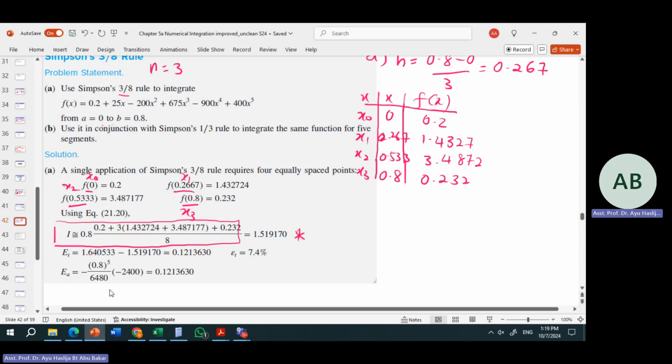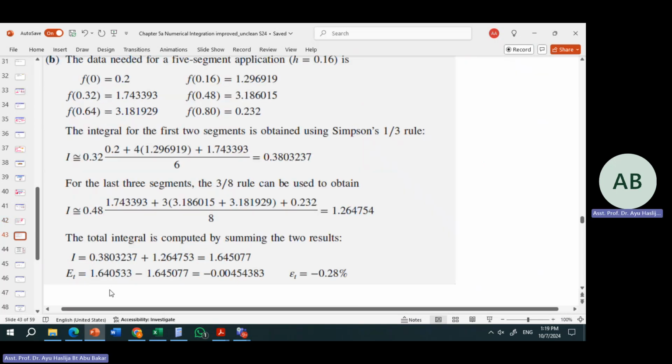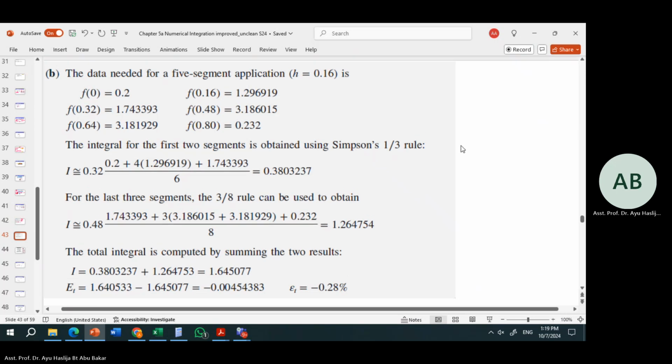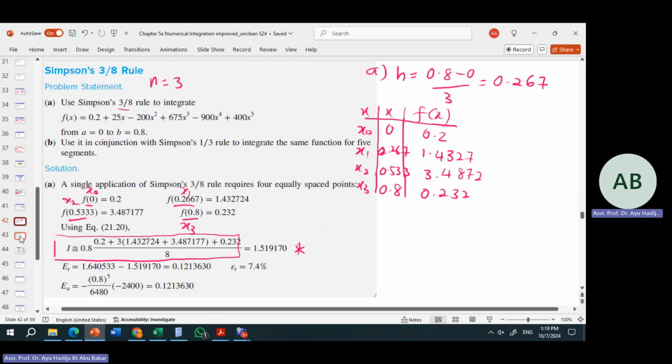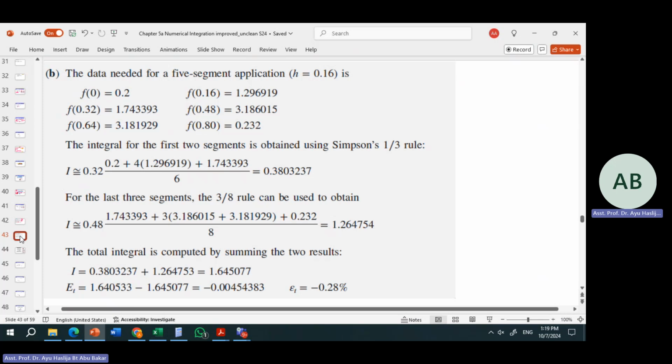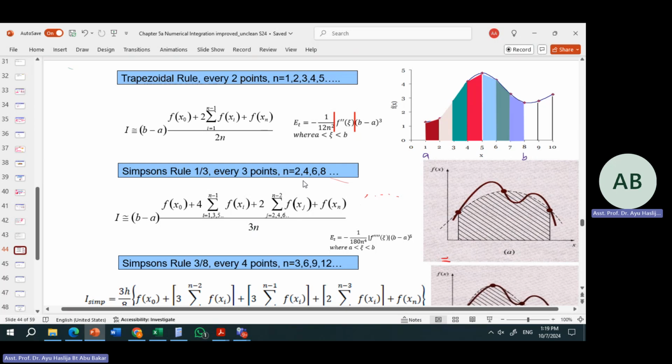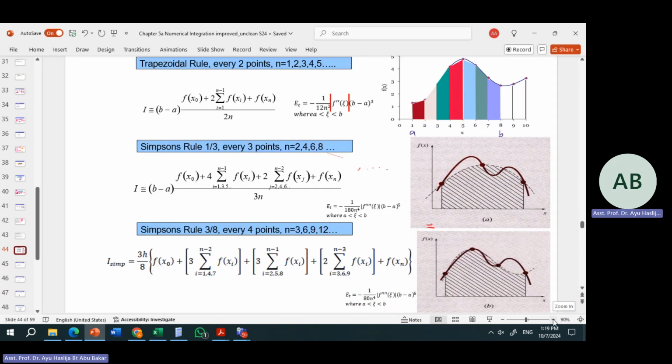Okay, clear? 1/3 and 3/8. Now, for B, B is 1/3. Okay, now I want to proceed to this. This is the summary of those three integration methods: trapezoid, Simpson 1/3, and Simpson 3/8.